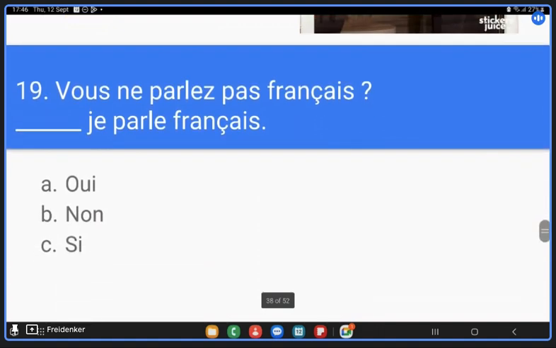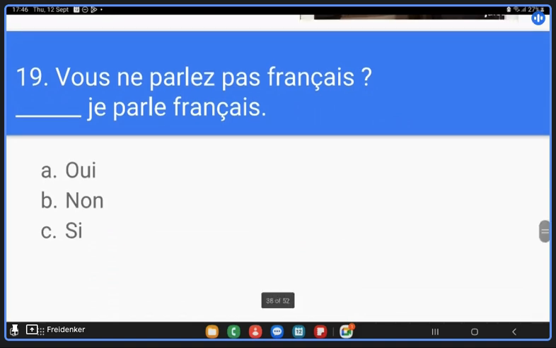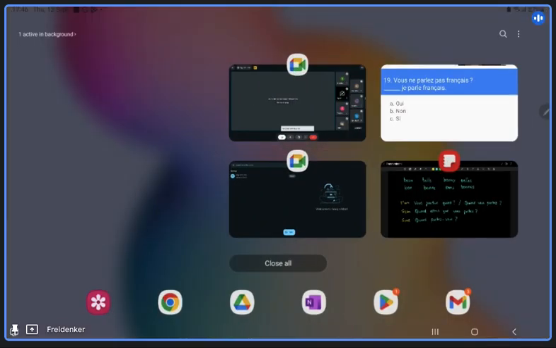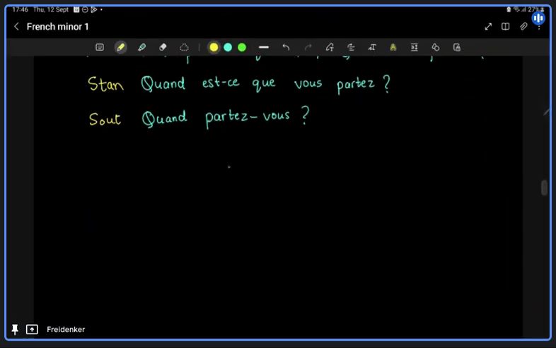Vous ne parlez pas français. Do you not speak French? It is a negative question. Again, we have oui, si, and non. I'll just give you a small table. We'll start with positive. Positive question, negative question, positive answer, negative answer. If you have a positive question, you say oui if it's a positive answer, and non if it's a negative answer. For a negative question, if you have a positive answer, you say si, or else simply say non.